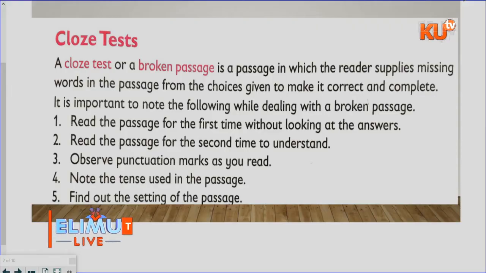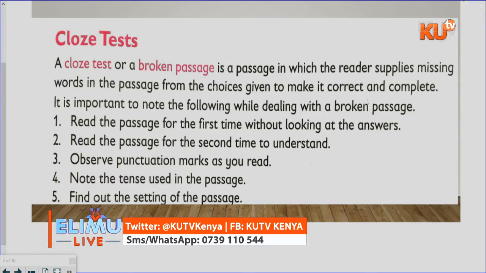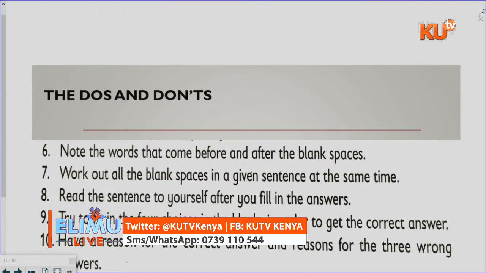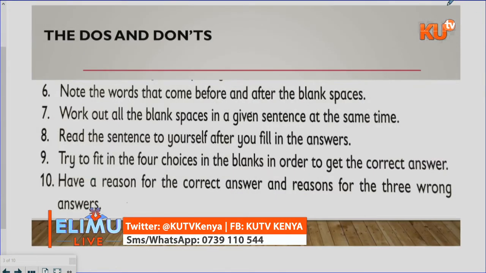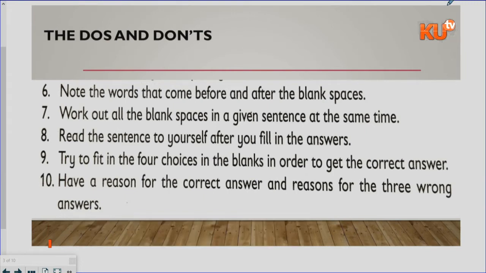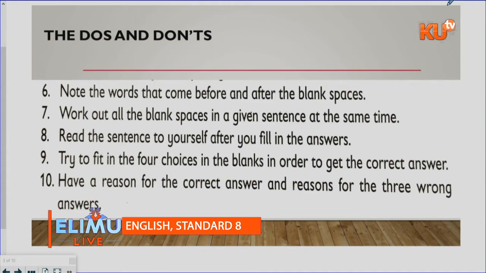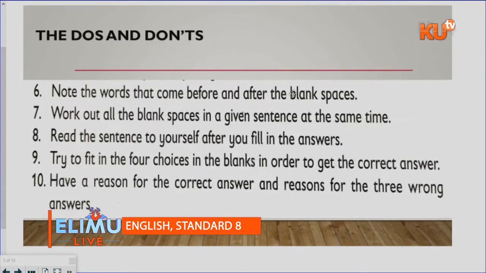All right. So I continue with some of the things that you need to do, the do's and the don'ts. Number 6, note the words that come before and after blank spaces. Very important for you to note the words that come before and after blank spaces. Then 7, work out all the blank spaces in a given sentence at the same time.